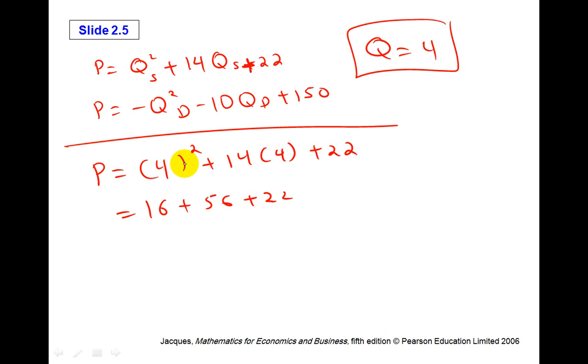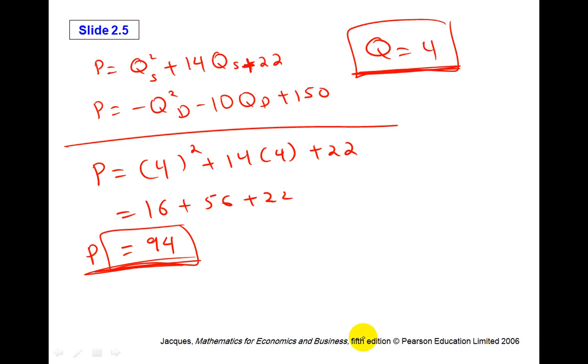4 squared is 16. 14 times 4 will give you 56 plus 20. I will add them together and you'll have 94. So the value for price would be 94. So the equilibrium is going to be when Q is 4, the price is supposed to be 94.